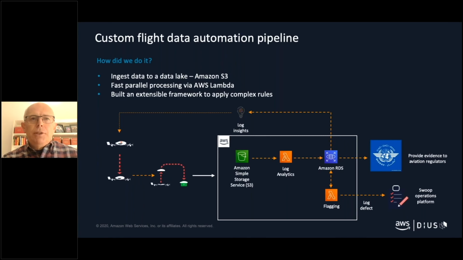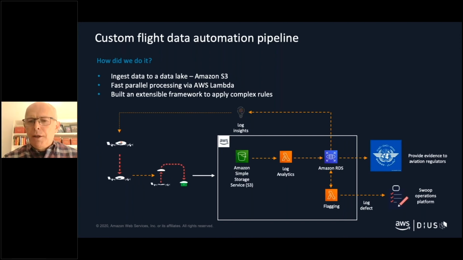And this was quite critical in tapping into the capabilities of Amazon's Lambda for that fast parallel processing. But underneath all of that, essentially what we did was build a framework that Swoop could then take and extend by applying complex rules and some complex mathematics to determine those insights. So the custom framework really provided the foundation for Swoop to build further analytics upon. They could actually run these calculations, apply the rules, and do that in an automated and timely manner, removing that reliance on the manual processing.